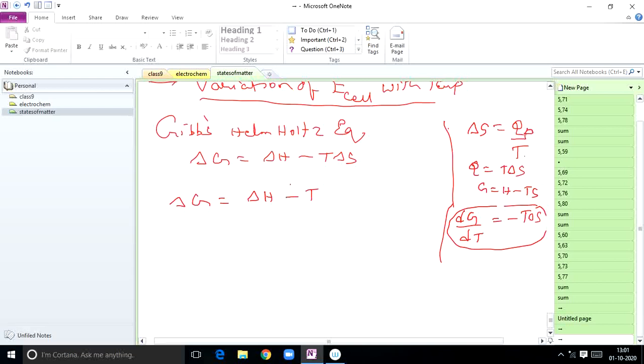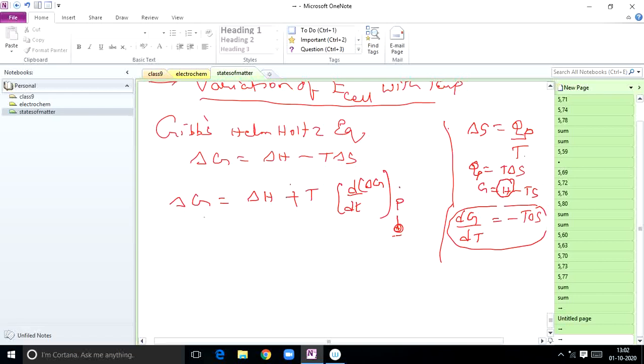What is Q? Heat content at constant pressure, Qp. So here Qp is equal to T delta S. H is enthalpy, which is nothing but heat content at constant pressure, so that you can eliminate. So delta G is equal to delta H plus T into d by dT of delta G. This is d by dT at constant pressure.